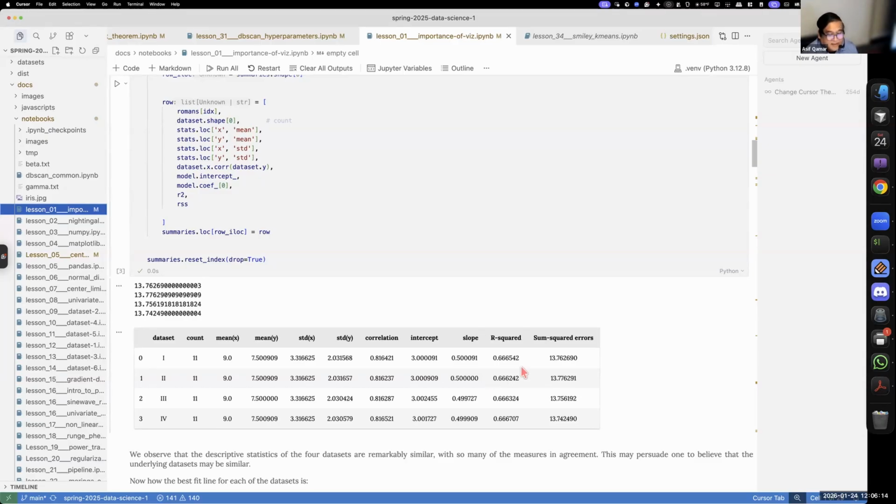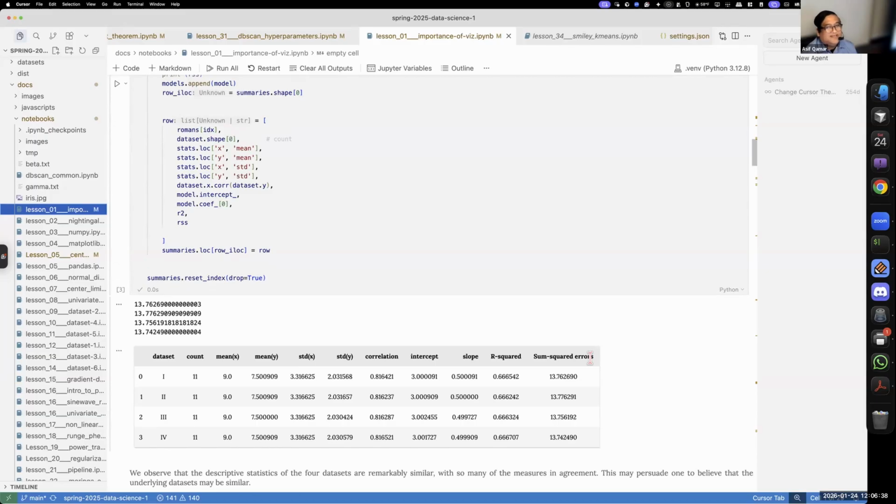R squared, that is how much a linear model would explain this data, is the same, about 2/3 explanatory power. Sum squared errors is also the same, MSE, right? If you want the mean, you can divide it by n. But here, sum squared error equivalently. Would you agree that this data has to look very, very similar?